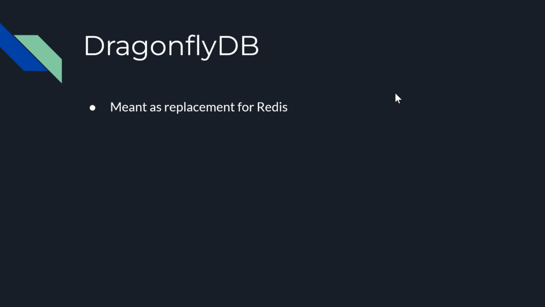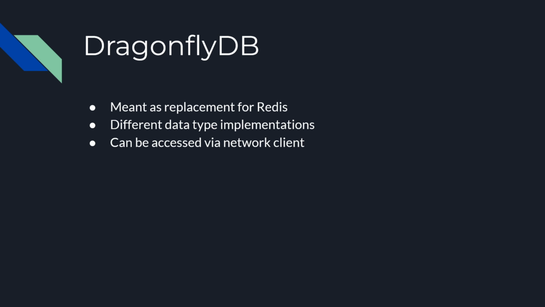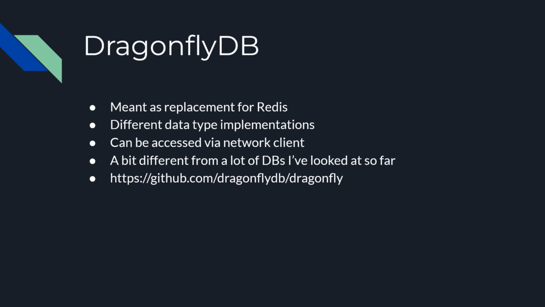It is meant as a replacement for Redis, which is designed to be a super fast database used for things like streaming where time latency is extremely important. It has different data type implementations for things like hash sets, integer strings, and more. It can be accessed via a network client, and up to this point in the project is probably the most unique database implementation I've looked at in comparison to the others. And there's the GitHub link if you want to go check out the project.